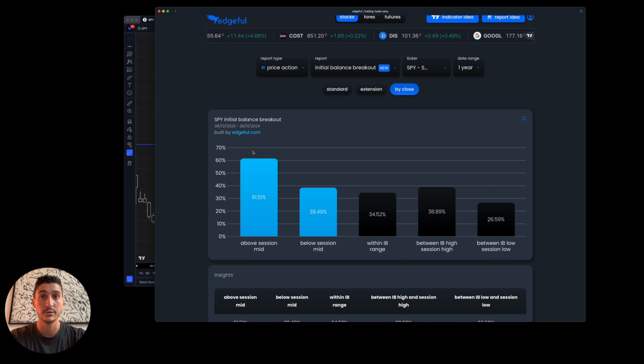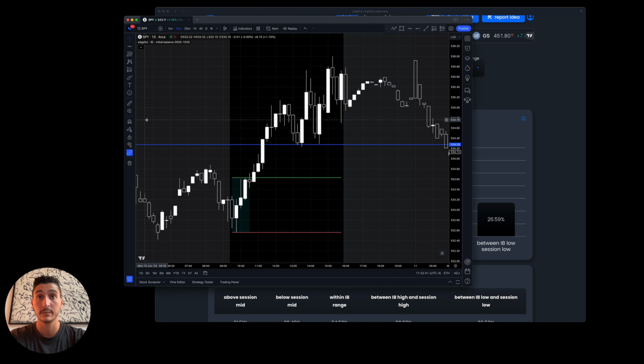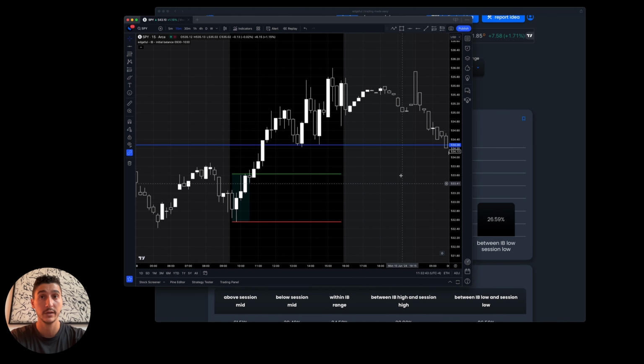You can think of these as two different groups. So these blue ones are above or below the middle of the session, and then these are a separate group here, which is within the IB range, between the IB high and the session high, and then finally between the IB low and the session low, which is very unlikely. So let me just explain quickly what that means.